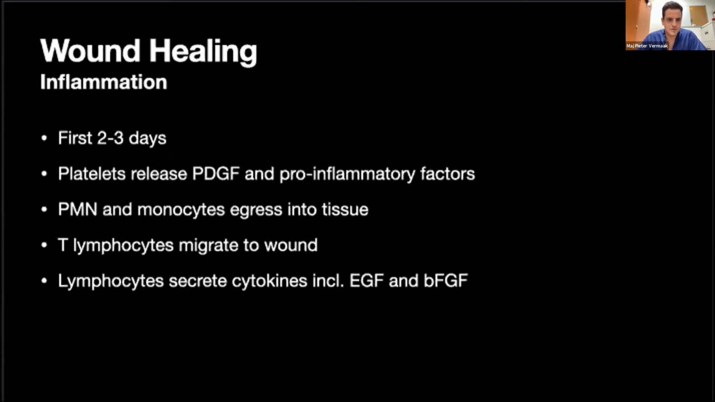Lymphocytes secrete more cytokines. So you've got a whole mix of things going on, but basically the body is sending this inflammatory reaction and all these pro-inflammatory cytokines to start this inflammatory process to help heal the wound. Now, that's good as long as it only lasts as long as it needs to last.